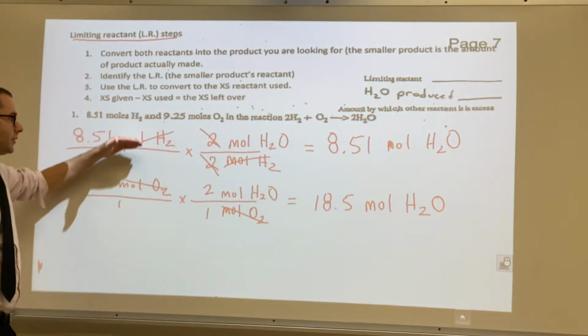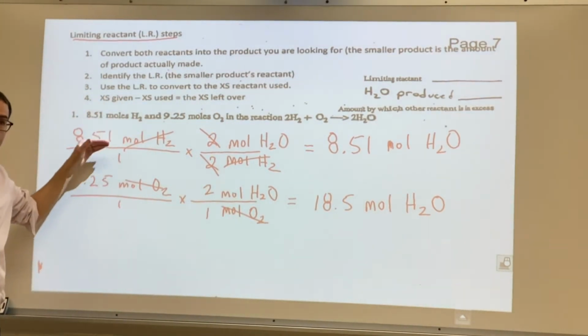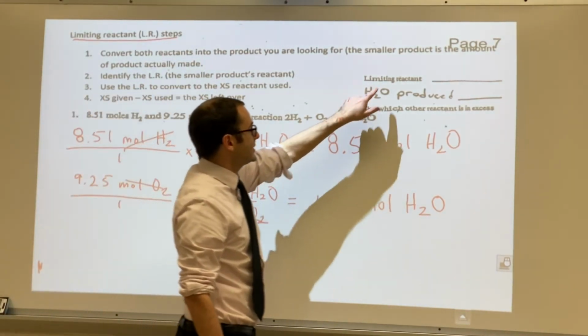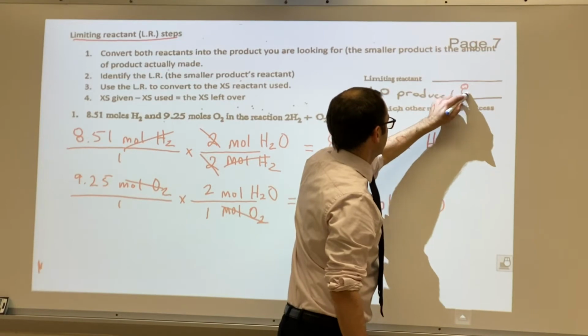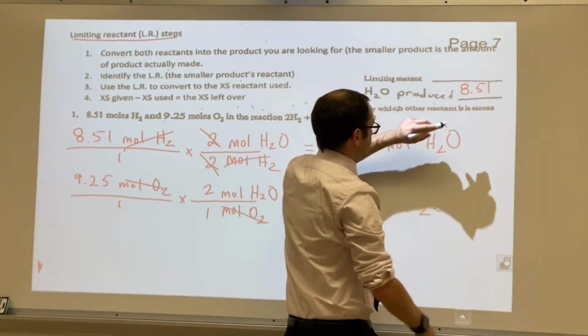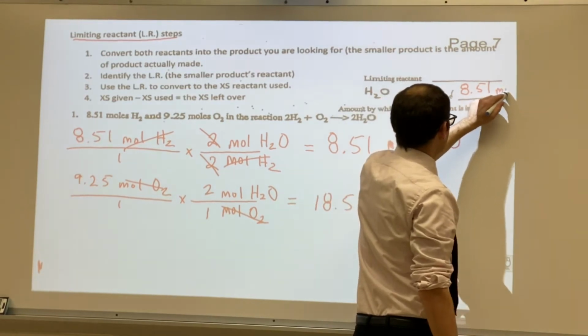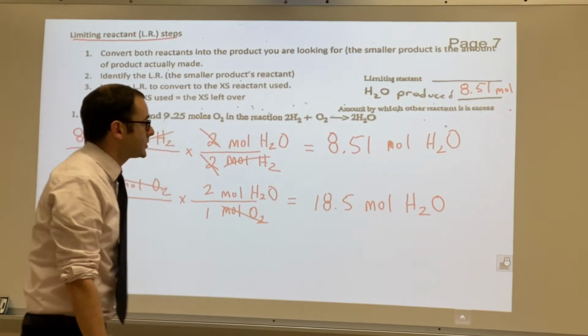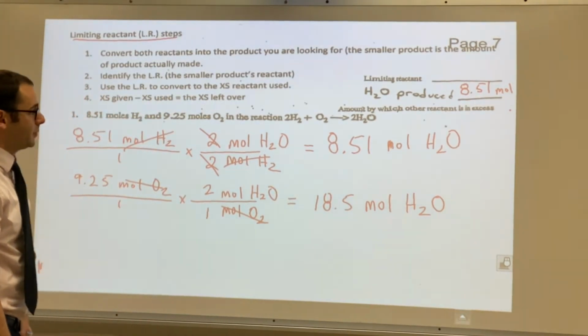Well, which are you gonna use up first? You're obviously gonna use up this one first because it's a smaller number, all right? So that's what we're looking for, and this is how much water is produced. So we would maybe circle it or label it. In these kinds of problems, they actually ask you to just fill in these little lines and whatnot. So we'll just do that. 8.51 moles of water, that's how much water would be produced.